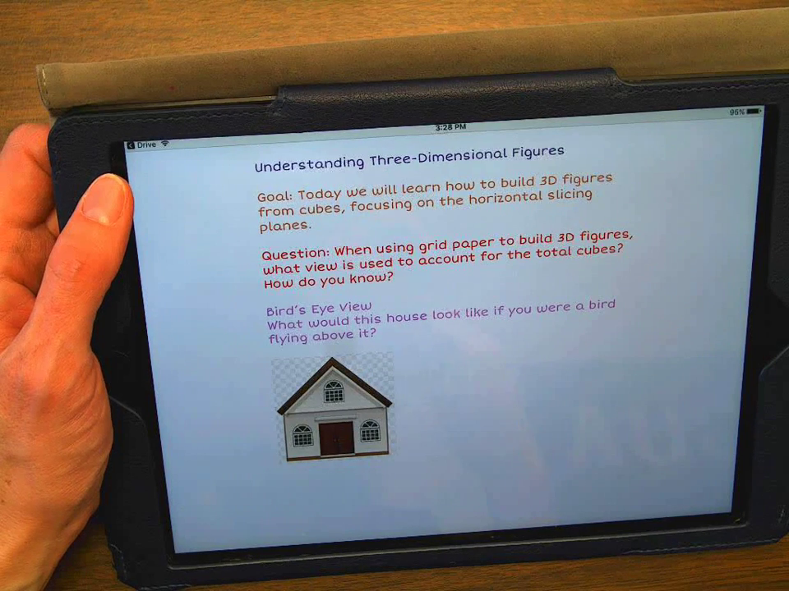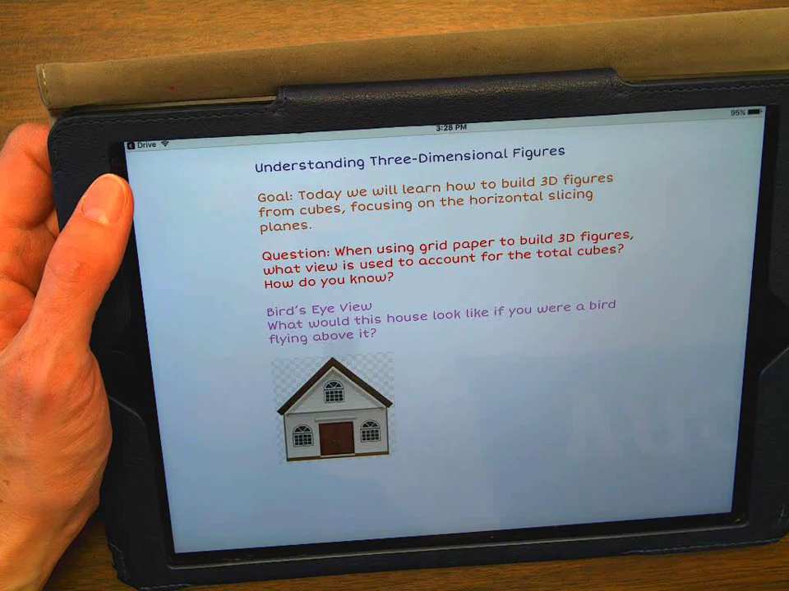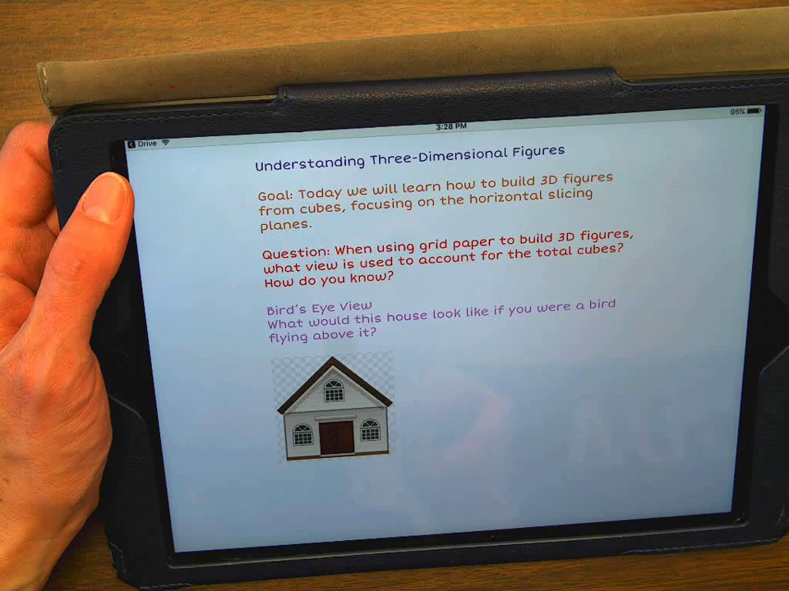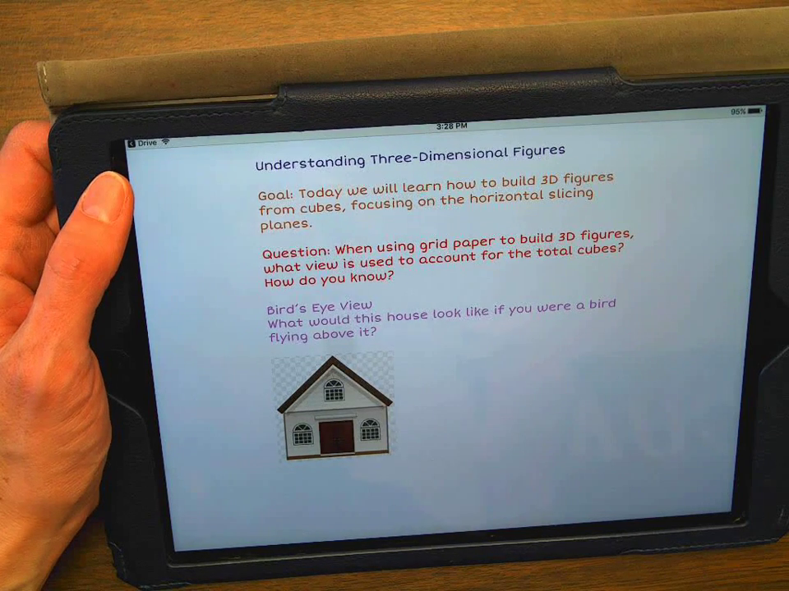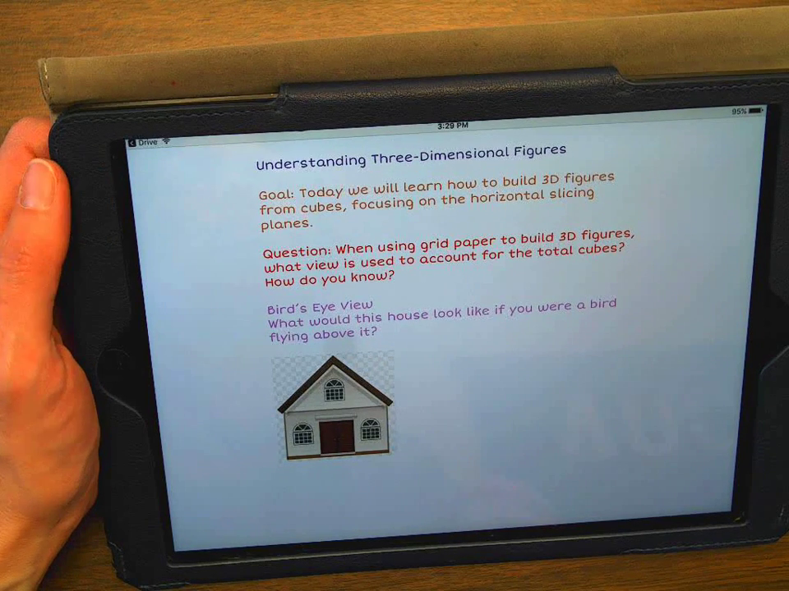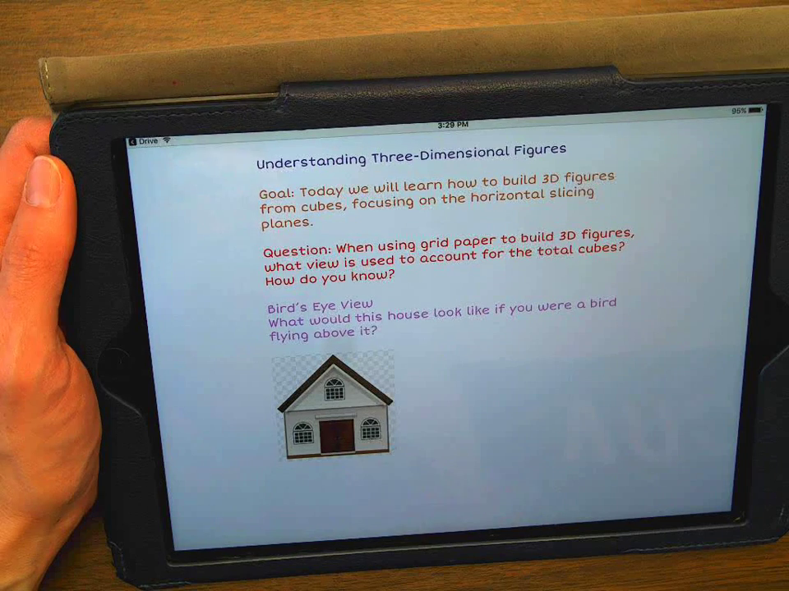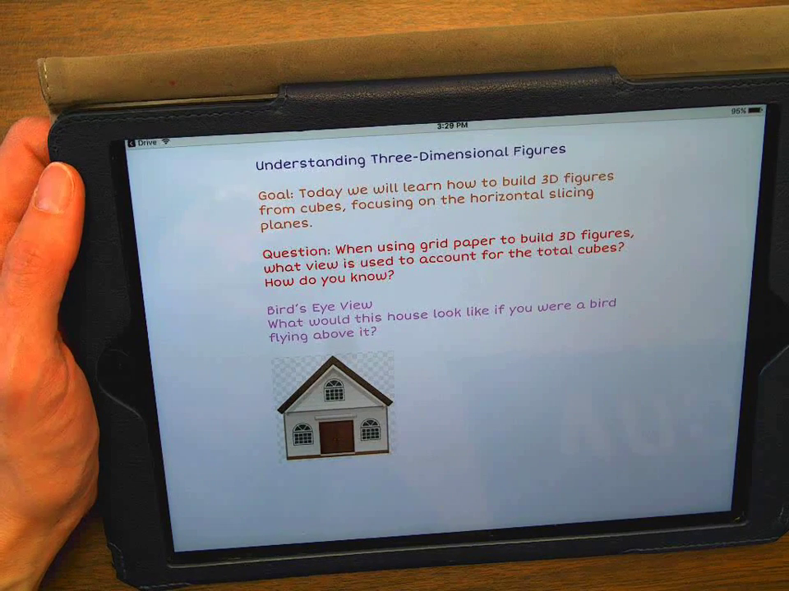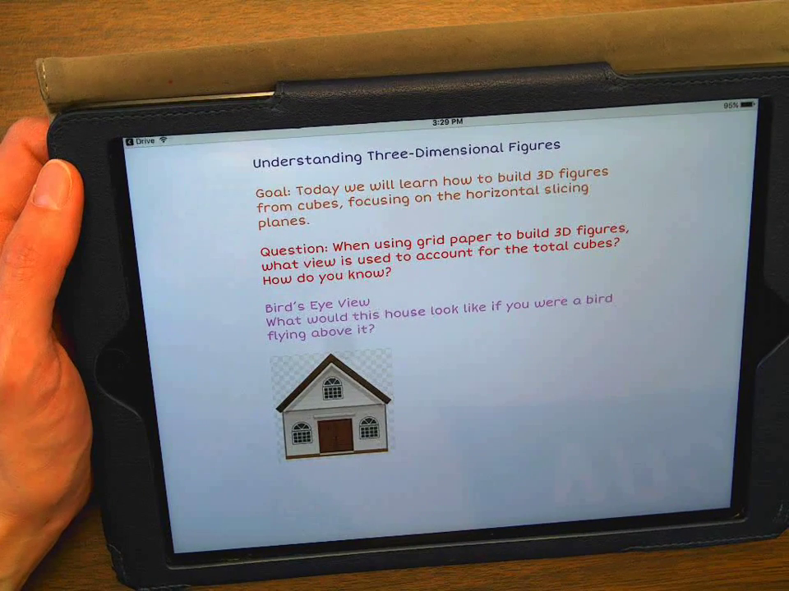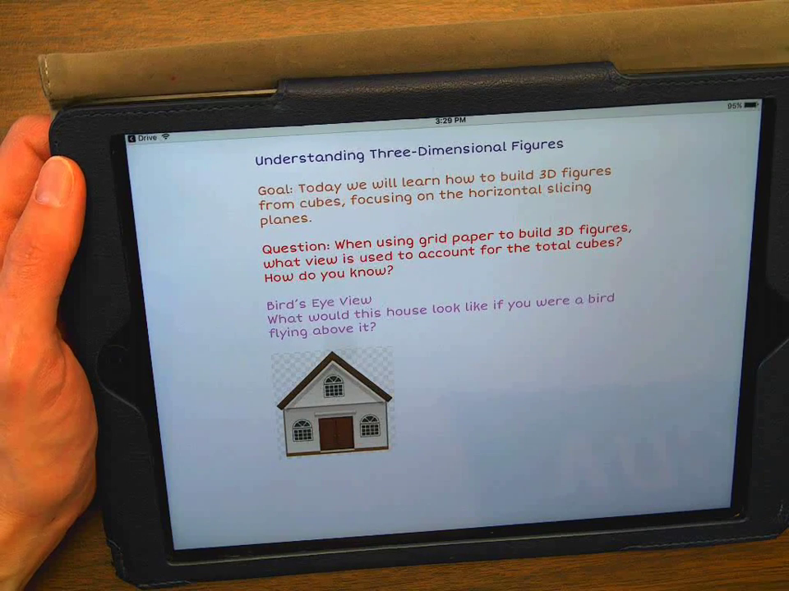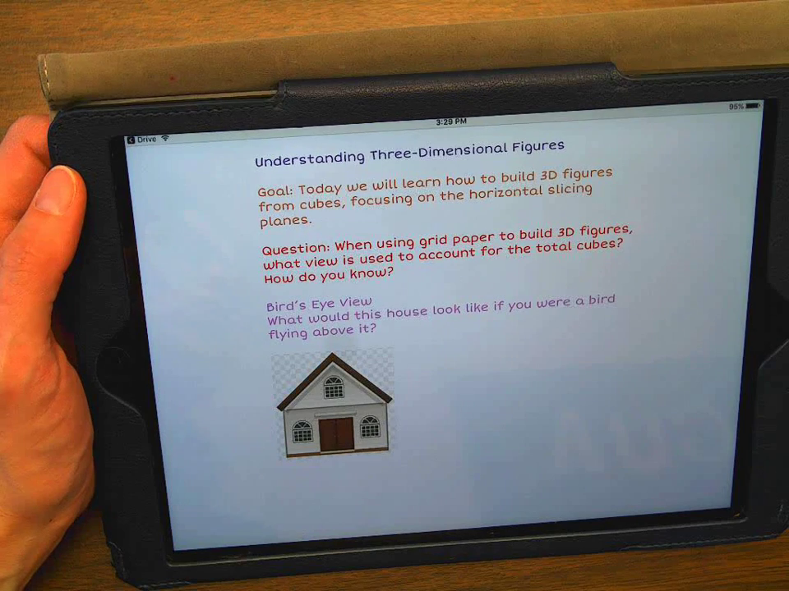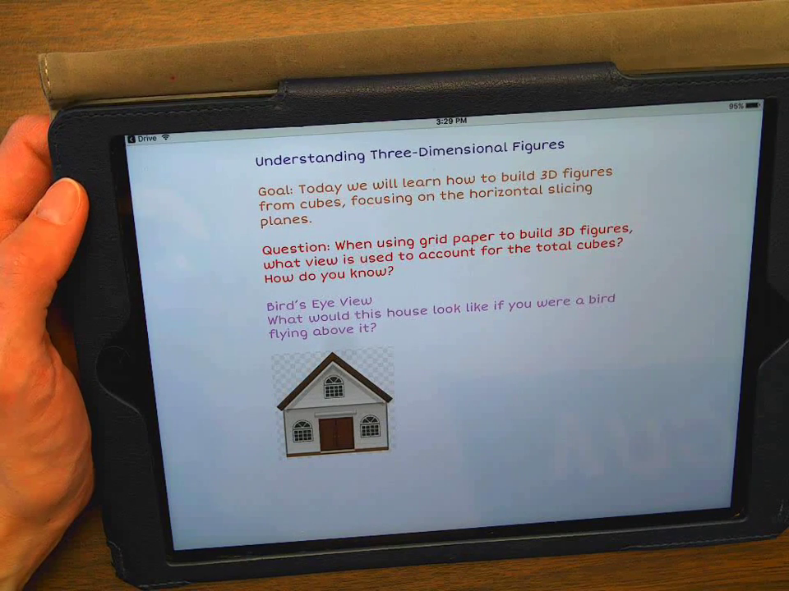The question: when using grid paper to build three-dimensional figures, what view is used to account for the total cubes? How do you know? Now, this, kiddos, is kind of a gigantic switch from what we've been doing, because what we've been doing is actually working on three-dimensional figures and slicing them and seeing what the face shapes would be from the slice. Today we're going to figure out how to use unit cubes to build a figure from the top view or the side view or the bottom view. It depends on what the directions tell you.